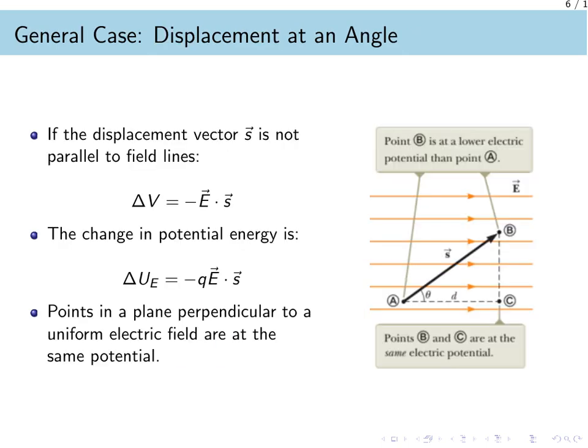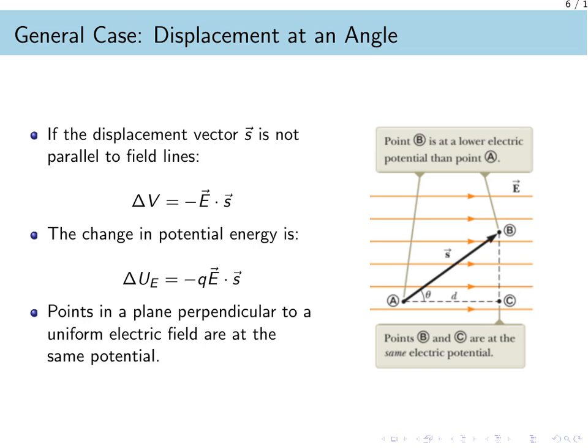Now let us consider the more general case, where the displacement vector s is not parallel to the electric field lines, but sits at an angle theta. Here, the potential difference is determined by the dot product of the electric field vector E and the displacement vector s. Mathematically, this is delta V equals negative E dot s. This tells us that only the component of displacement parallel to the field lines contributes to a change in potential.